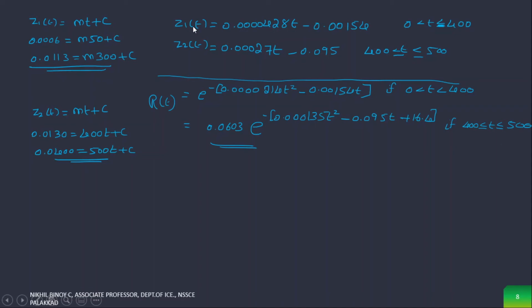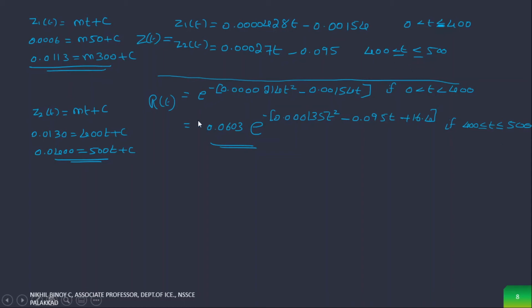Okay, if you are using linearly increasing hazard model, if you are using linear approximation, the failure rate, the hazard model is Z1 of t is equal to 0.00000428 t minus 0.00154 if 0 less than t less than 400. I can write it as Z of t, the failure model Z of t, is equal to 0.00027 t minus 0.095 if 400 less than or equal to t less than or equal to 500.